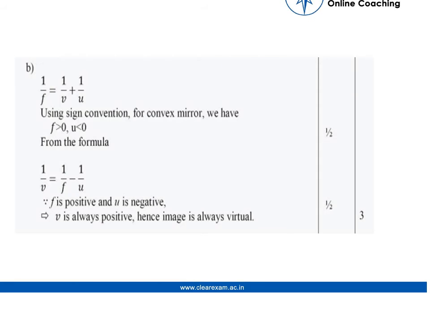Now in the second part, for a convex mirror, by sign convention, f is positive and u is negative. So by using the basic formula, and since f is positive and u is negative, we find that the value of v is always positive, hence the image is virtual.